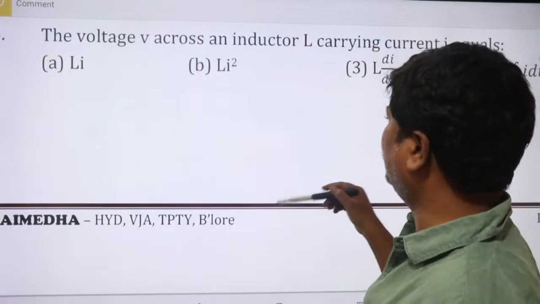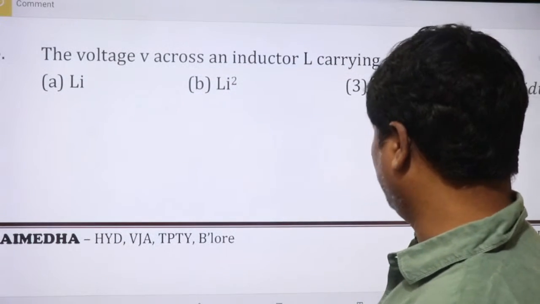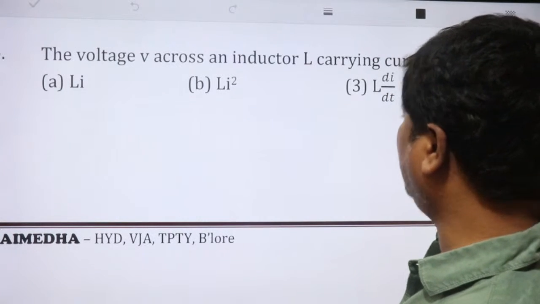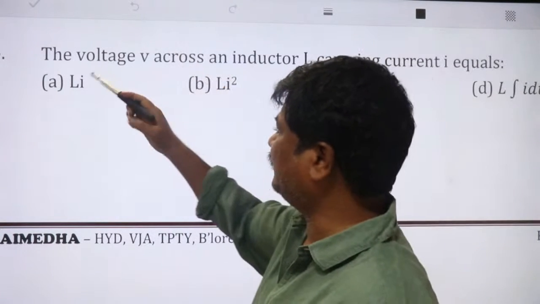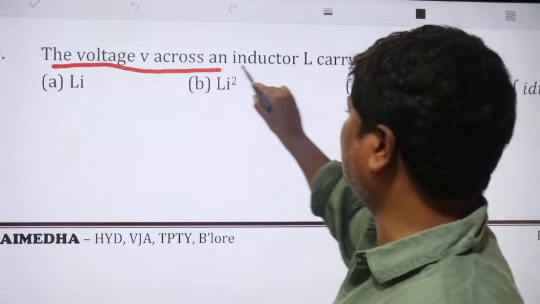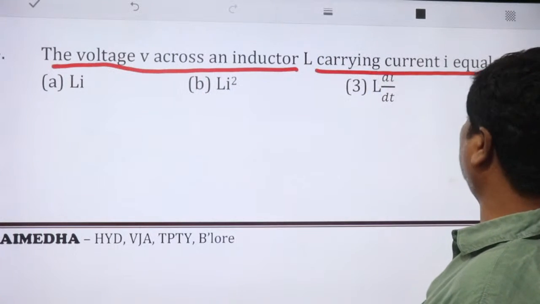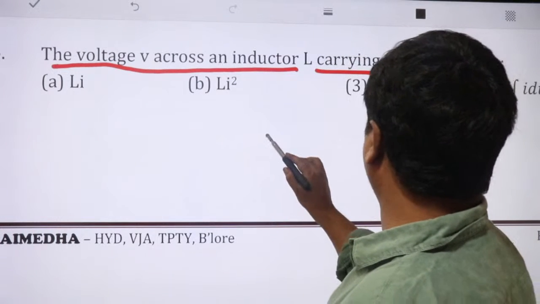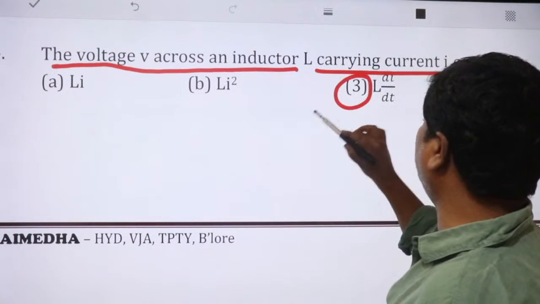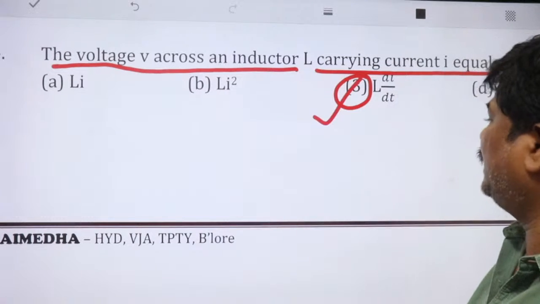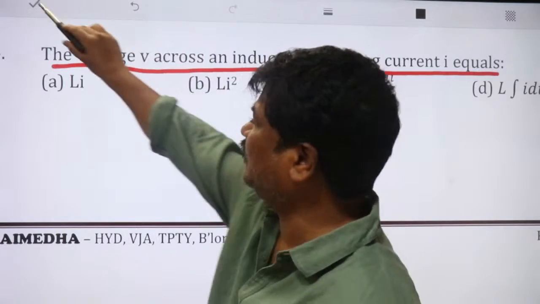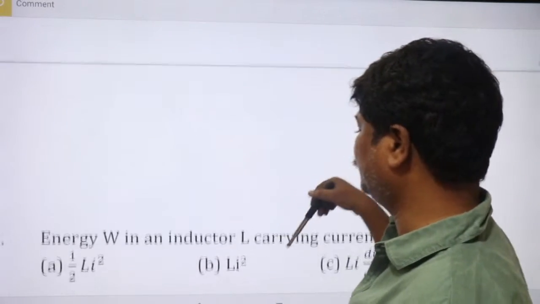What is the next one? The voltage V across the inductor L which carries a current I is equal to what? V is equal to L into di by dt. Voltage across the inductor is V equals L into di by dt. Next.